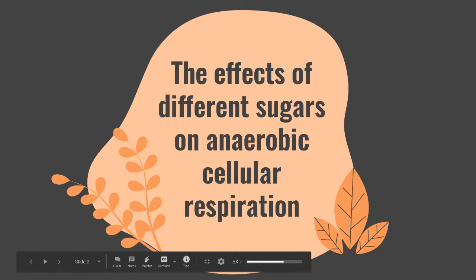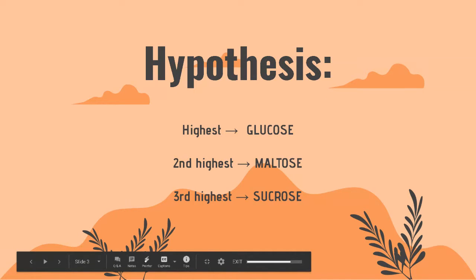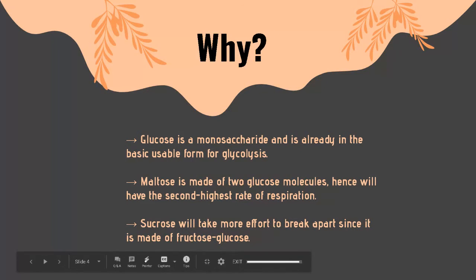The purpose of this experiment done by the students was to discover the effects of different sugars on anaerobic cellular respiration of yeast. The hypothesis was that glucose would have the highest amount of bubbles, maltose would have the second highest, and sucrose would have the third highest, because glucose is already a monosaccharide and can be easily used in glycolysis. Maltose contains two glucose molecules but will take more effort and energy to break down, and sucrose contains less sugar than maltose and would take more effort to break apart.